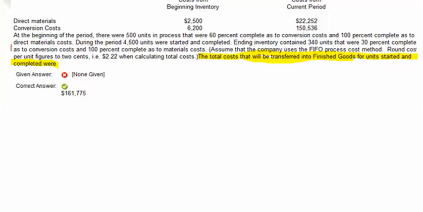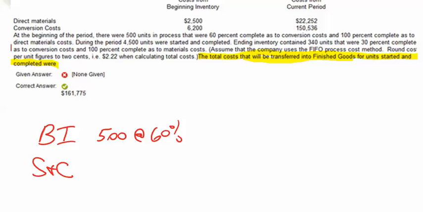I'm going to take the beginning inventory and make the notation that I have 500 units at 60%. I'm going to also calculate my started and completed, and as I read the question, at the beginning of the period, there were 500 units in process that were 60% complete as to conversion costs, 100% as to direct material costs. During the period, 4,500 units were started and completed, so they gave me the number. That's easy to work with, 4,500.